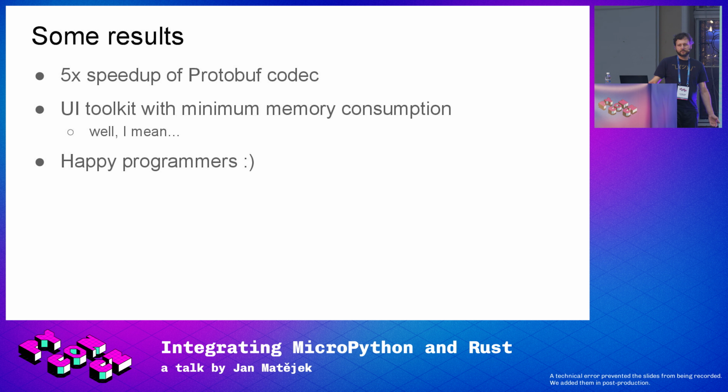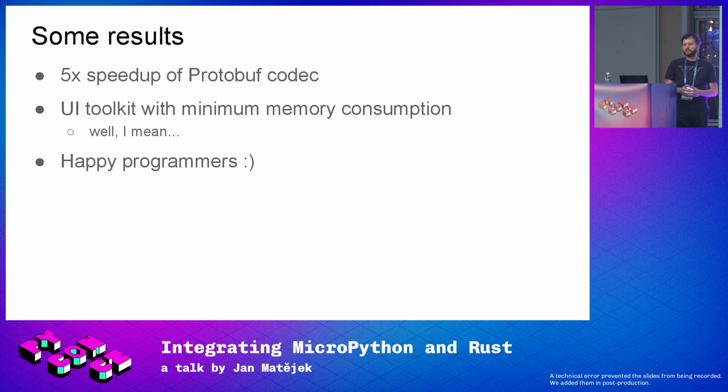Finally, some results. When we started, we first decided to rewrite the protobuf codec. Trezor is communicating with the PC through protobuf messages. And we got a 5x speed up, and that's still including the Rust code creating the Python objects from the results.